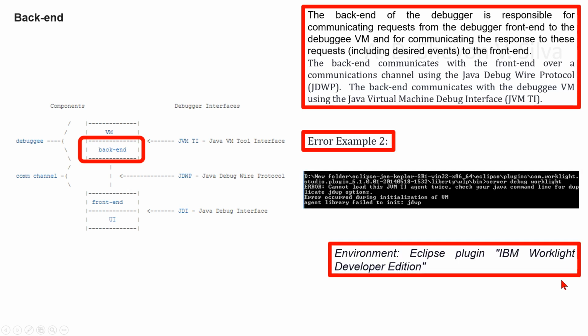As an error example 2, we can consider this one, server debug Worklight. Error: cannot load this JVMTI agent twice. Check your Java command line for duplicate JDWP options. Error occurred during initialization of VM. This occurred in the environment with the Eclipse plugin IBM Worklight Developer Edition.